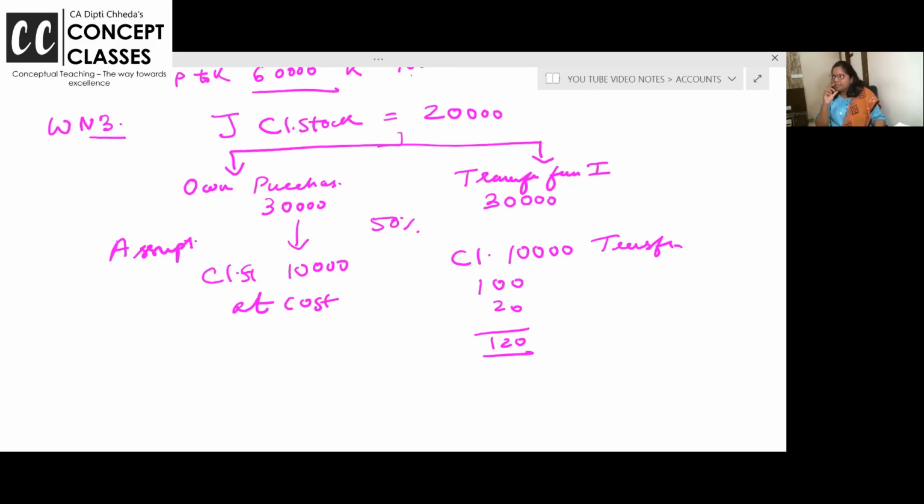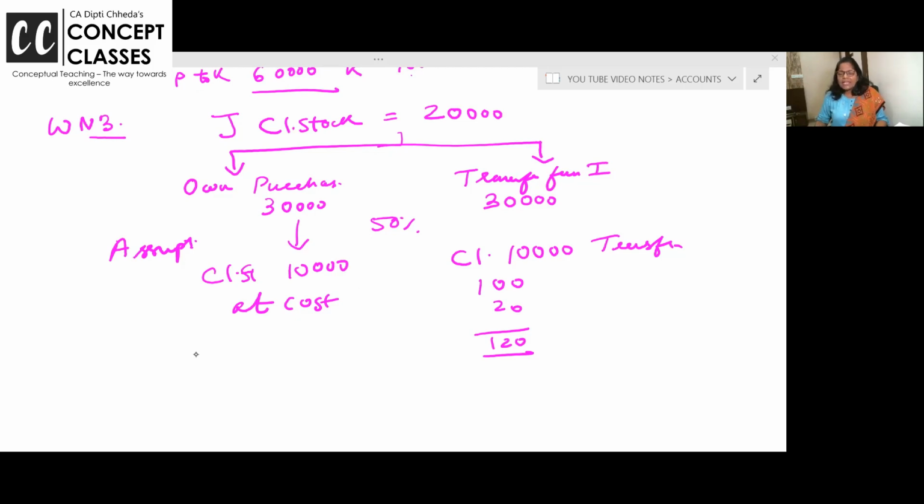J, your own purchase is 30,000 and transfer from I is 30,000. So in your closing stock, your own purchased closing stock is 50%, 10,000 at cost, no loading. 10,000 is the stock you have received from I.